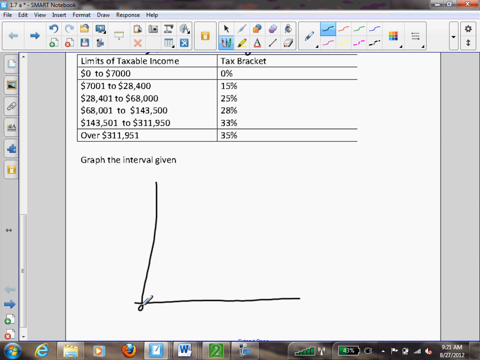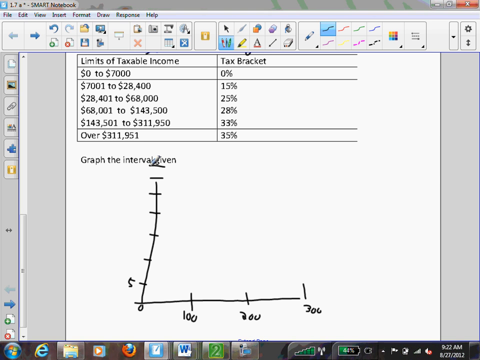So between 0 and 7,000, let's say we go up by, even if we went up by tens, that wouldn't be very much, right? So maybe we'll go up by 100. Let's space it out. Here's 100, 200, 300. We can go up here by fives. 5, 10, 15, 20, 25, 30, 35. So between 0 and 7,000, we're at 0%. And the way we're going to show that is we're including 0, but we're going up to 7,000.